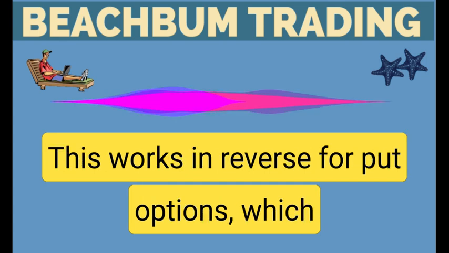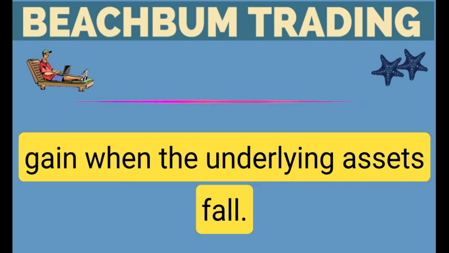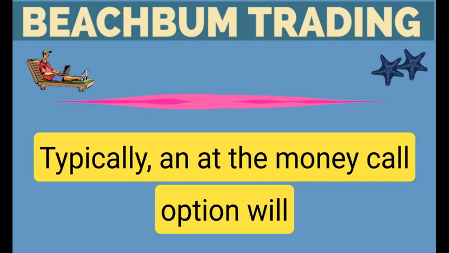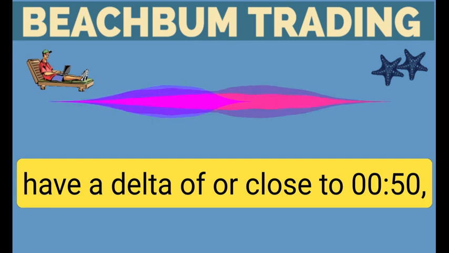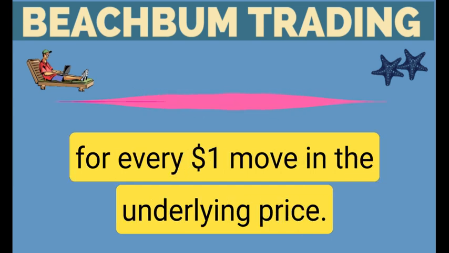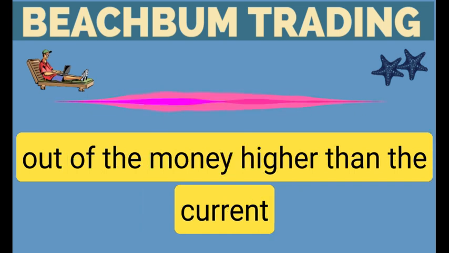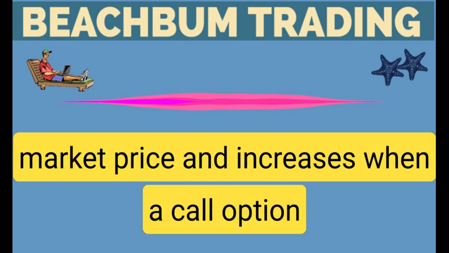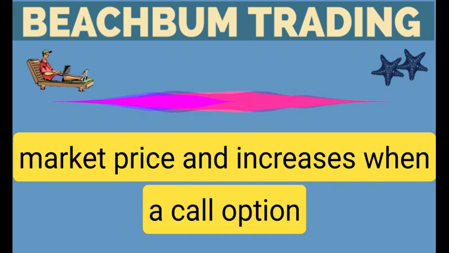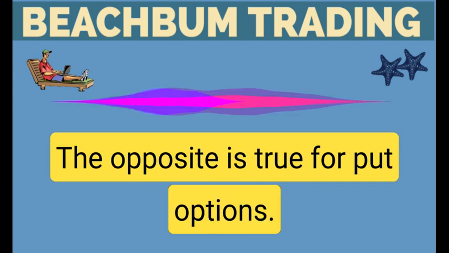This works in reverse for put options, which lose value when the underlying asset rises, and gain when the underlying asset falls. Typically, an at-the-money call option will have a delta of, or close to, 0.50, meaning the premium will plus or minus 50 cents for every $1 move in the underlying price. Delta decreases as a call option moves further out of the money, higher than the current market price, and increases when a call option moves deeper into the money, lower. The opposite is true for put options.